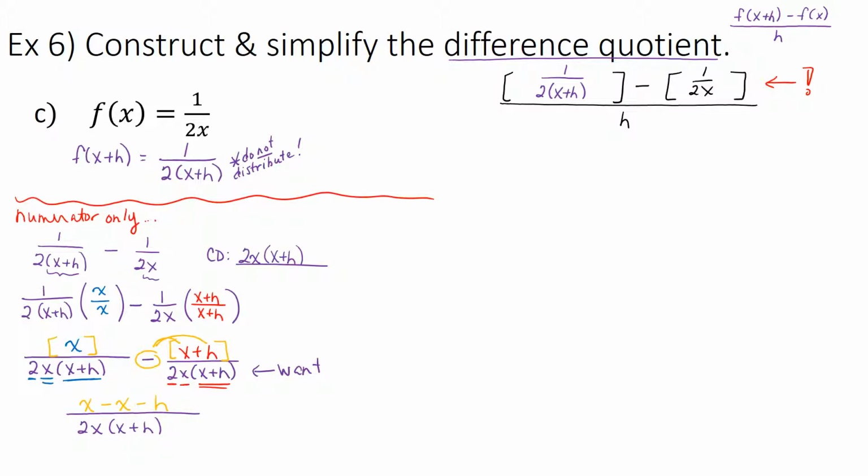And so, can the numerator be simplified? And it turns out the x's actually cancel, so you are left with not h, but negative h all over 2x times (x plus h). Now, this is the result of the numerator. Now that we have this, we are ready to put it back into the difference quotient.